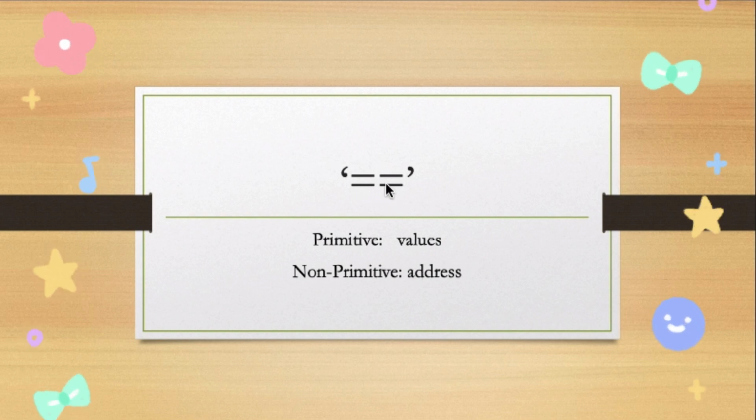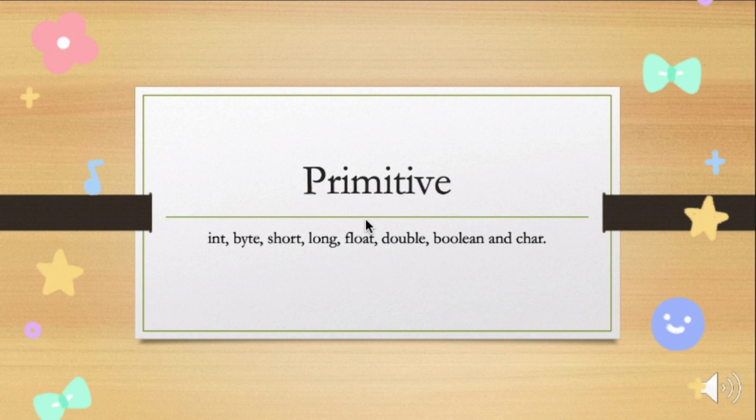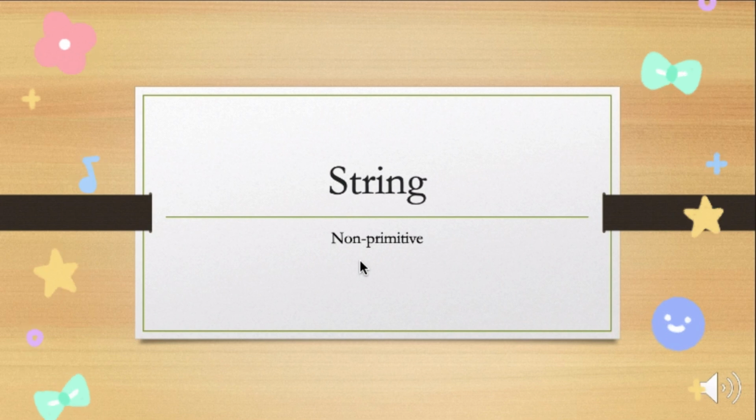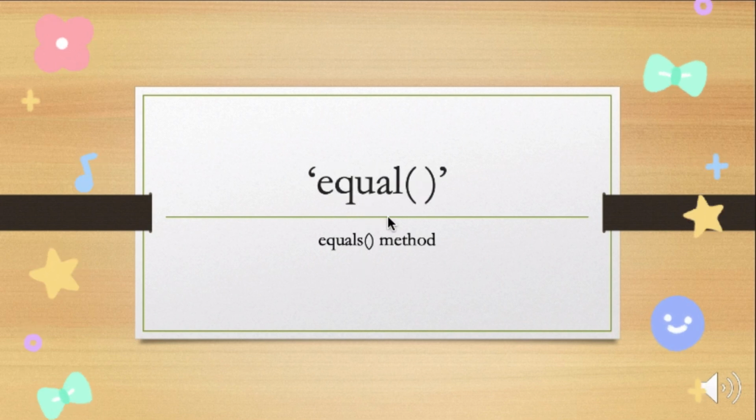First, let's have a look at the double equal operation. In Java, primitive and non-primitive types have different comparison methods. For primitives, it compares the values, while for non-primitives, it compares the address. Here are the primitive types in Java: int, byte, short, long, float, double, boolean, and char. We need to pay attention that String doesn't belong to the primitive types in Java. It belongs to non-primitive.